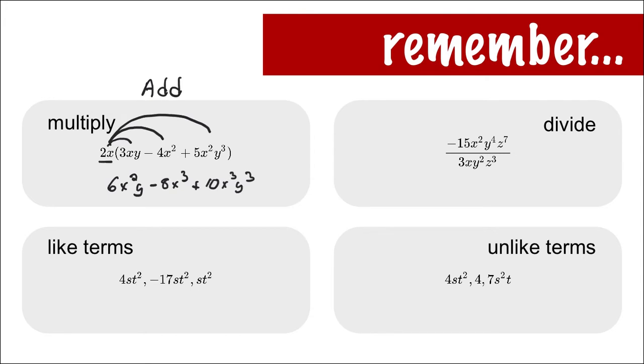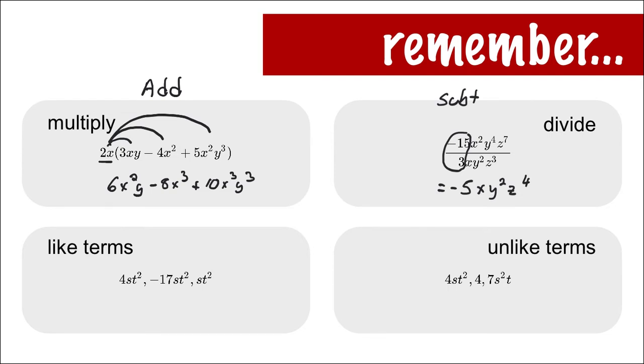Over to division. Deal with the numbers first. 15 divided by 3 becomes negative 5. When you're dividing, you are subtracting the exponents. So x squared minus x to the 1 becomes x. y to the 4 minus y squared becomes y squared. And z to the 7 minus z cubed becomes z to the 4.